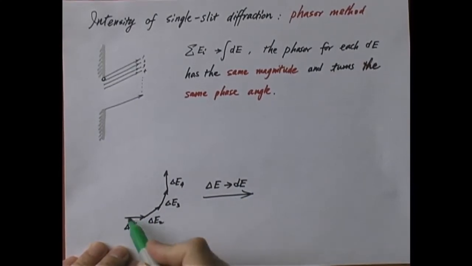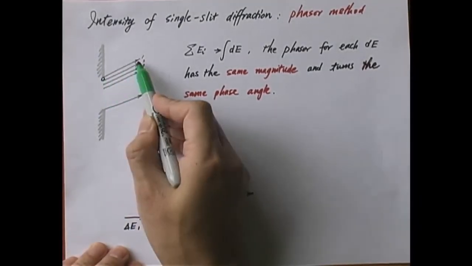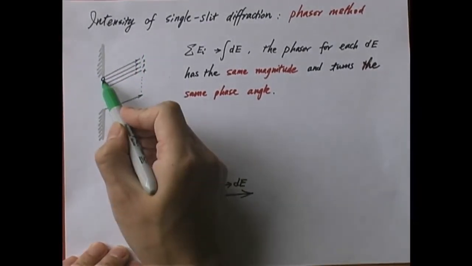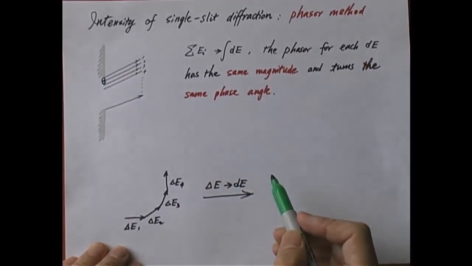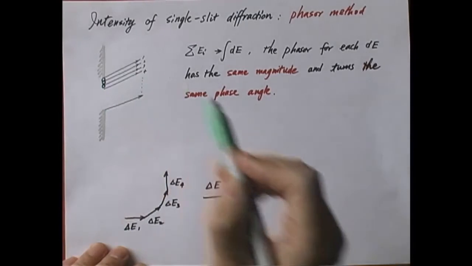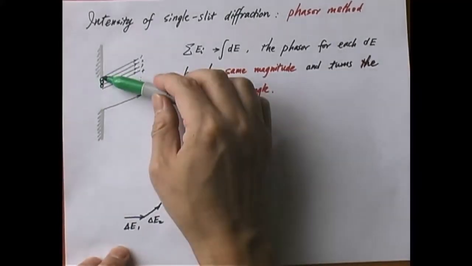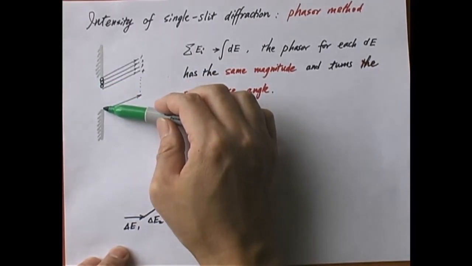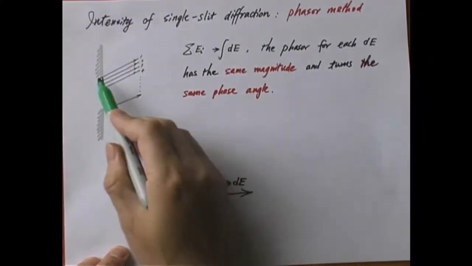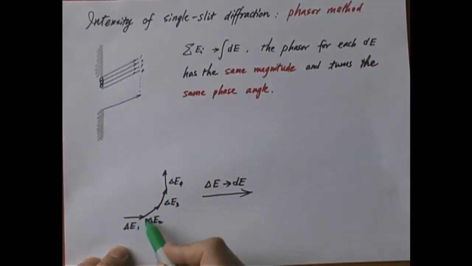So here is delta E1. That is the phasor coming from this tiny part near the top of the opening, and then delta E2 represents the phasor coming from the next part of the opening, and then delta E3 and E4 and so on. Now suppose I divide this opening evenly. Then it is clear that delta E1, delta E2, delta E3 should have the same phase difference relative to one another, right?